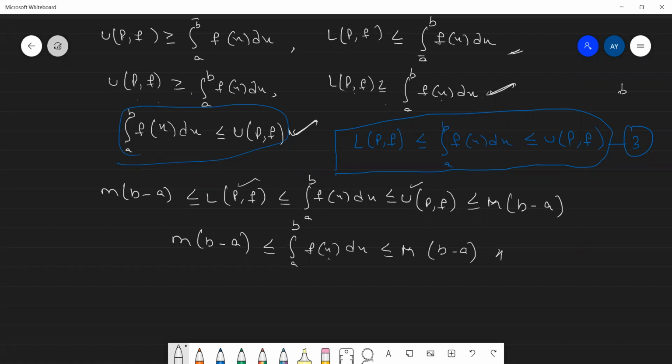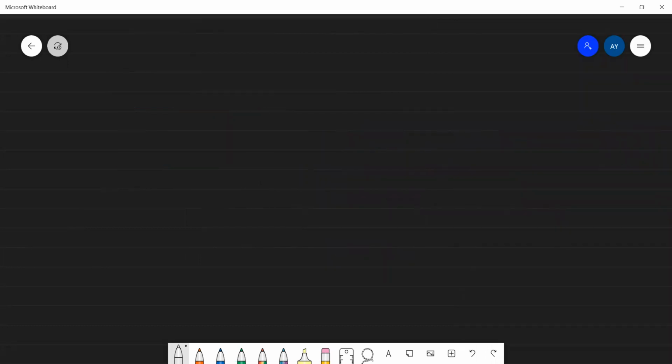Till here, we got small m into b minus a less than or equal to the integral a to b f of x dx, less than or equal to capital M into b minus a. This is finished. Now the second condition is they gave some mu. There exists some mu which belongs to m comma M, and they asked us to prove that the integral a to b f of x dx is equal to mu into b minus a. This is what we have to prove now. The first condition is finished. We have proved it. Now I want to prove the second condition.